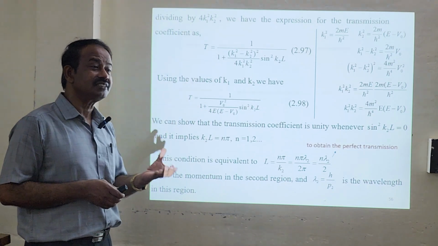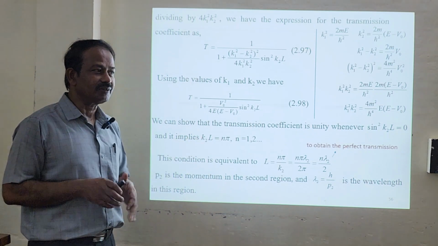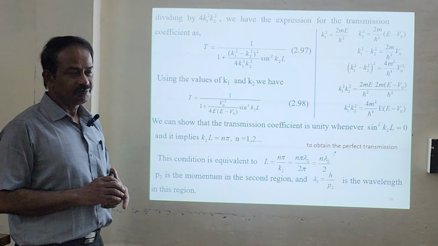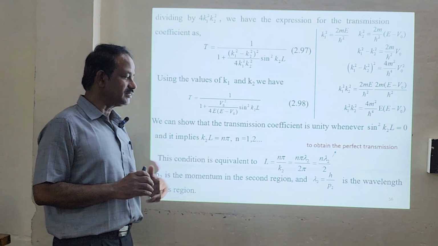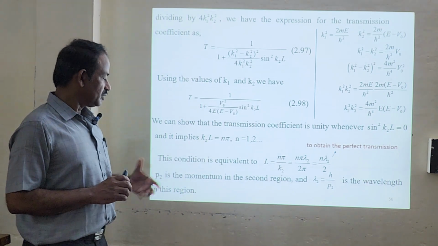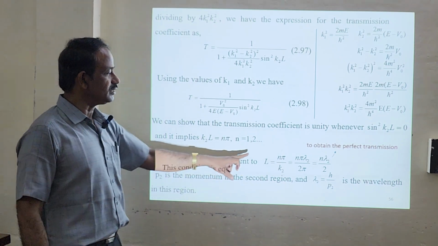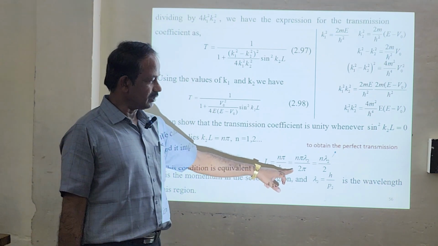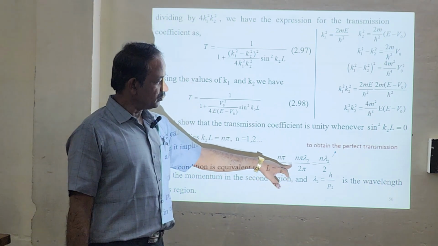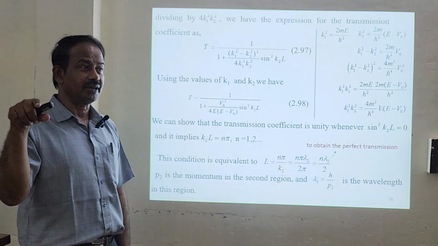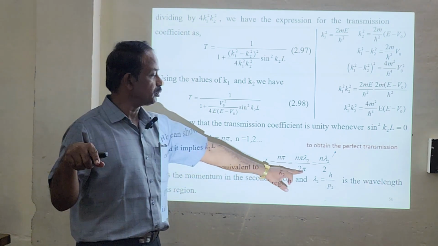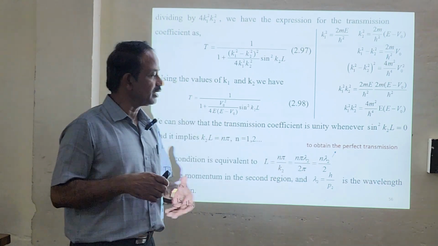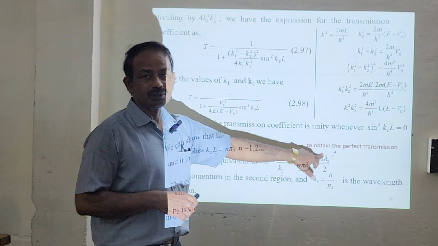It means that we can have constructive interference when k2L equals n pi. For constructive interference, we know that k2L equals n pi. So this condition is equivalent to L equals n pi by k2, and of course we know that k2 equals this expression. We have k equals 2 pi by lambda, so k2 equals 2 pi by lambda2. So n pi lambda2 by 2 pi, we have n lambda2 by 2. We have the perfect transmission.